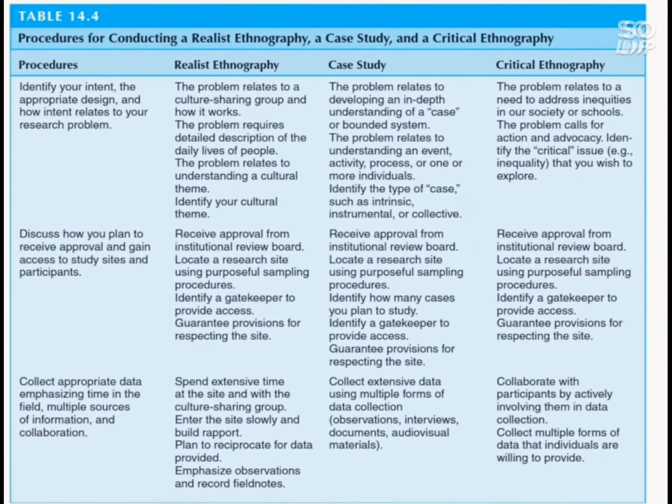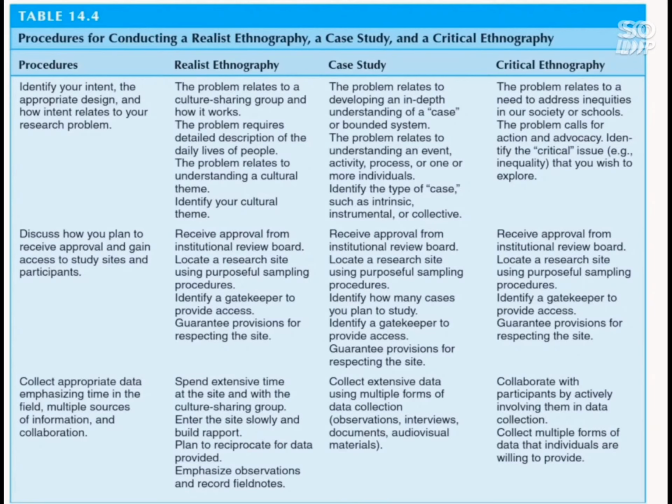For the procedures for conducting a realist ethnography, a case study, and a critical ethnography, we can look at the table. The first procedure is to identify your intent, the appropriate design, and how intent relates to your research problem. The next procedure is to discuss how you plan to receive approval and gain access to study sites and participants.